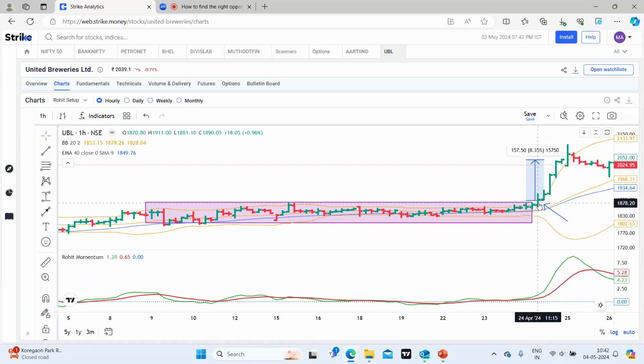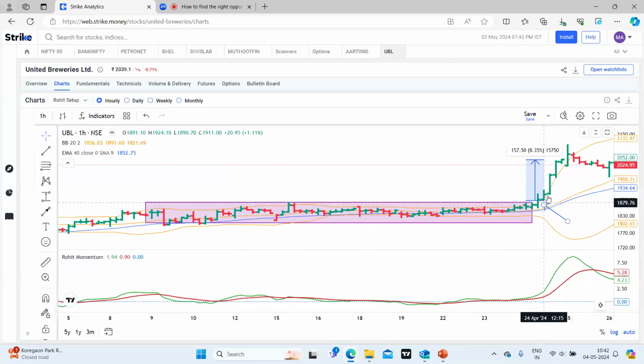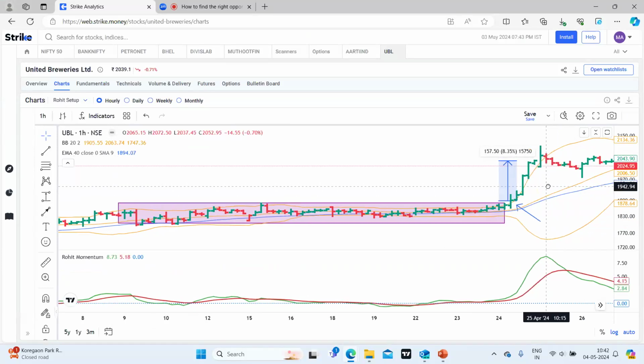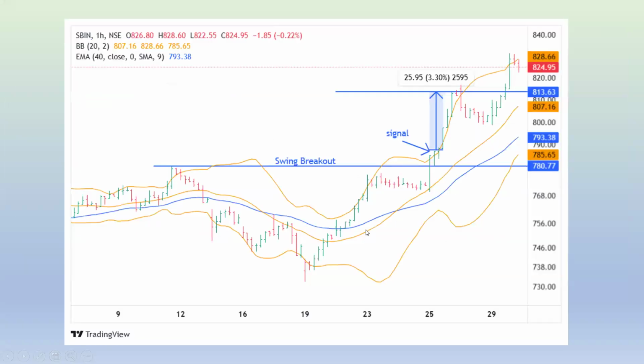तो उस वक्त, एंड बिकॉज इट हैज क्रॉस्ड क्वाइट अर्ली, 1880 क्रॉस किया, उस वक्त आई सॉ 1850 एंड 1900 was being cut like hell. So I had to take the entry. 8% move, right? SBI, again same case.